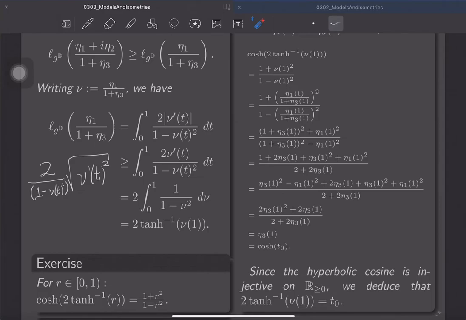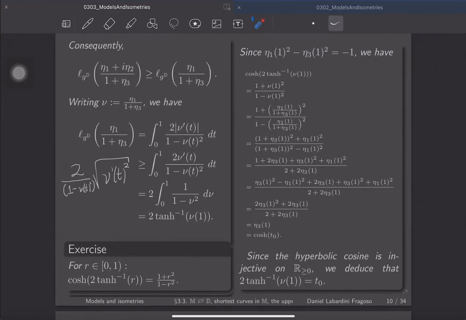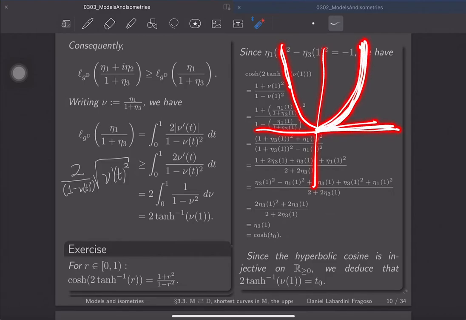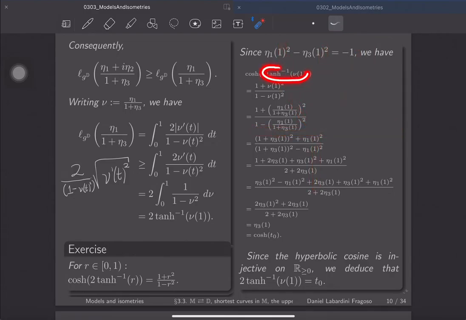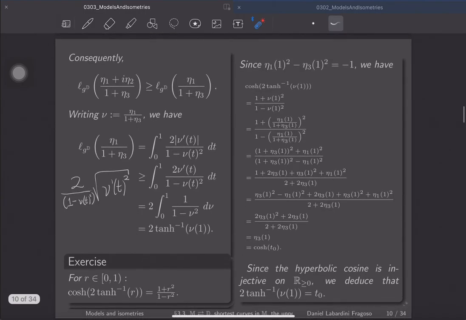If you look at the graph of hyperbolic cosine, it looks something like this. I don't want to make a silly mistake, but I don't quite recall at which height, but it looks like this. But if you restrict your attention to just the positives, it's injective. So if you have 2 positive real numbers that give you the same value of hyperbolic cosine, it's because they were equal already. And so what I obtain is that this 2 times hyperbolic arctangent of nu 1 is equal to T0.